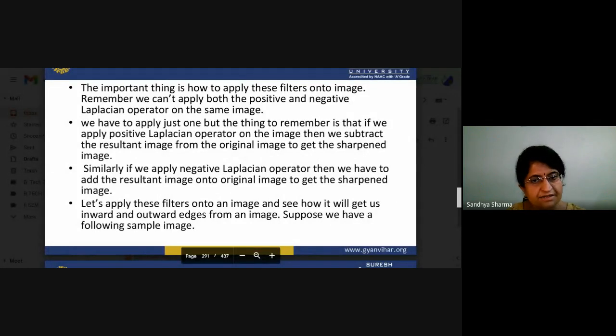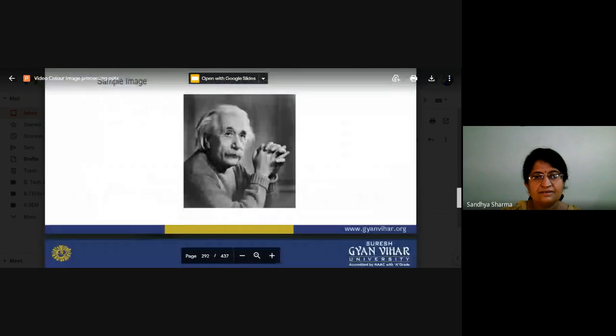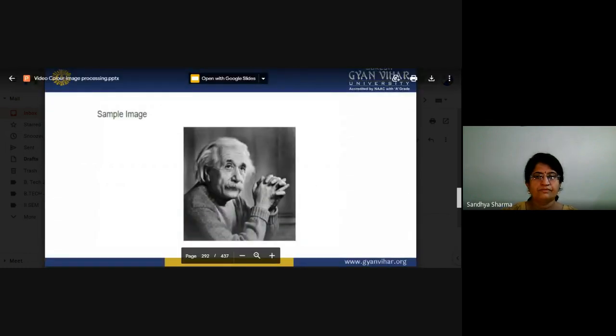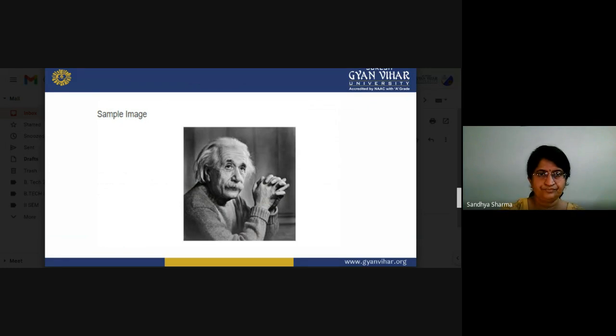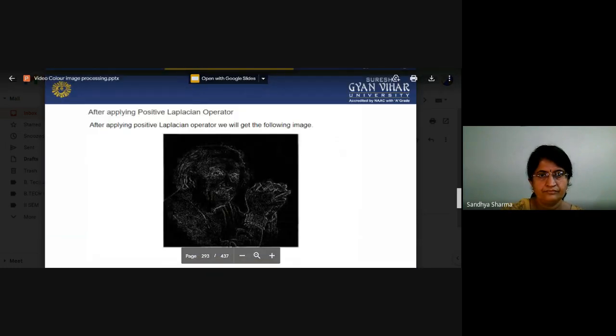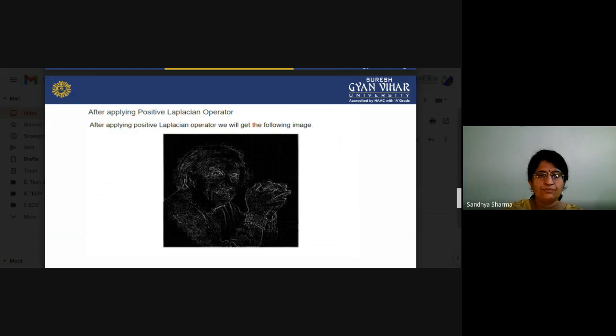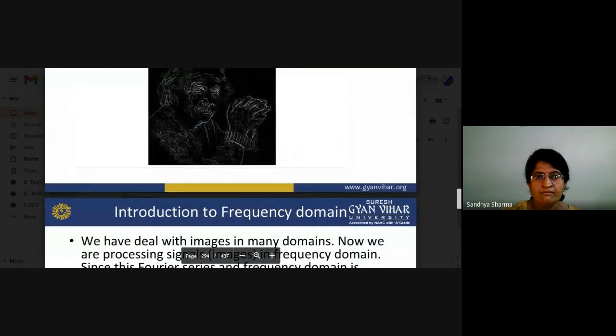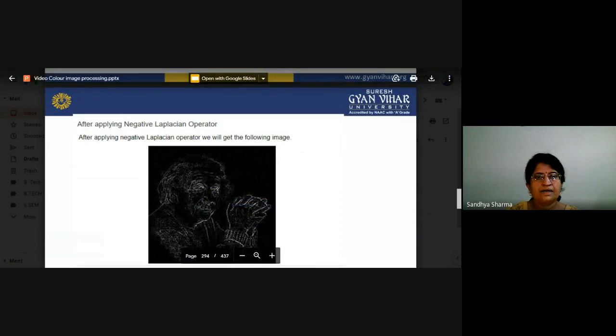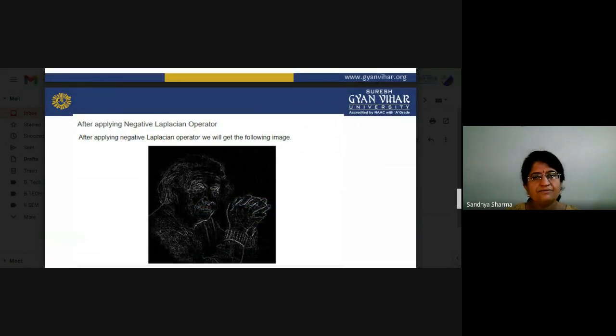We have to apply these two filters on an image and see how they give us inward and outward edges from the image. Suppose we have a sample; this is a sample image. You can see here. After applying the positive Laplacian operator, and also seeing the mask of our positive Laplacian operator, we get the following image. After applying the negative Laplacian operator, we get this type of image.